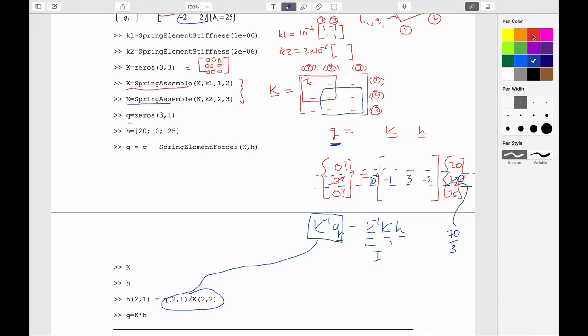Let's do this just because I can. This is 1, minus 1, and this is minus 2, 2. You'll notice that these are zeros. They're not populated because they don't physically have element connections. We'll talk about that maybe later. We won't confuse this conversation with it.